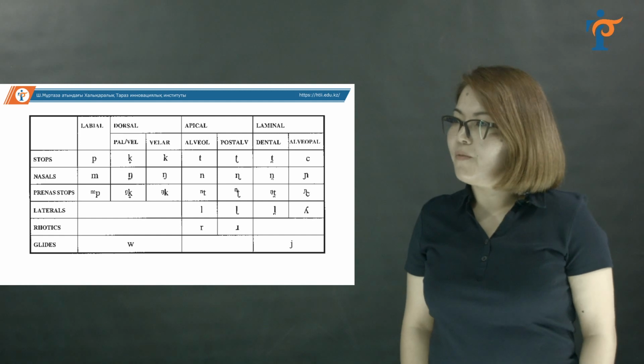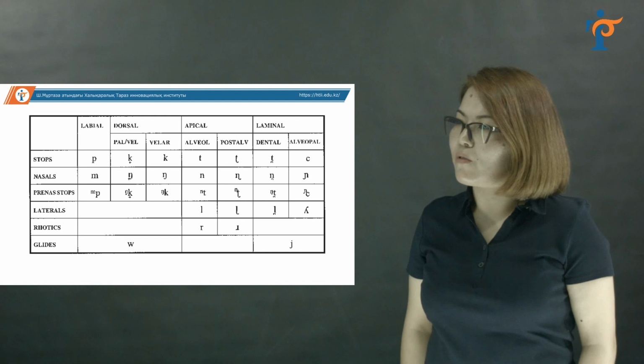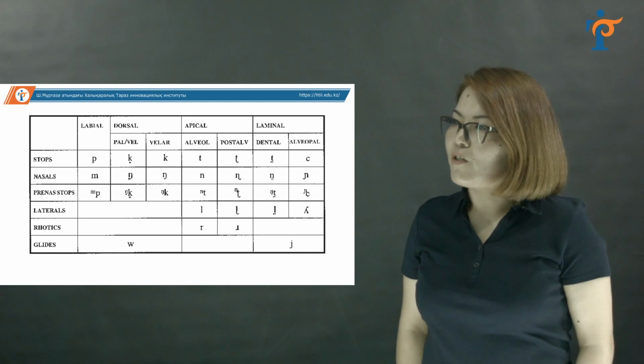So in this figure, you may see the classification of labial, dorsal, apical, laminal, and stops, nasals, or laterals.